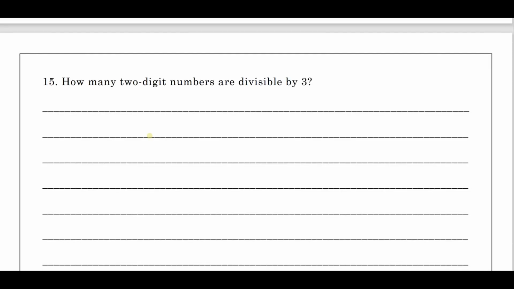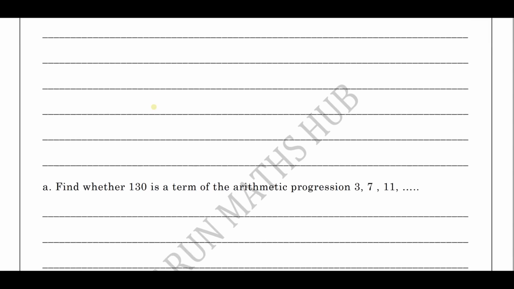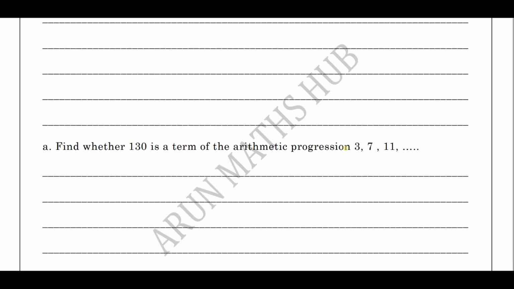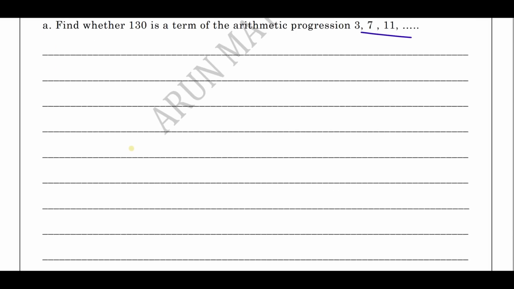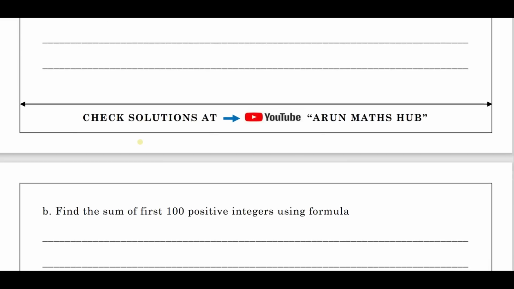So these are questions from the unit AP. How many 2-digit numbers are divisible by 3? First write down the 2-digit numbers, then find out the value of n. Here also find out the value of n for this arithmetic progression. If it is a fraction, that means it is not a term, otherwise it is a term. If you get a natural number or whole number, it is a term.